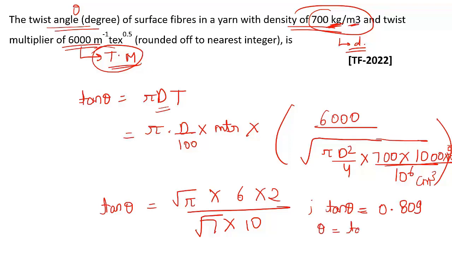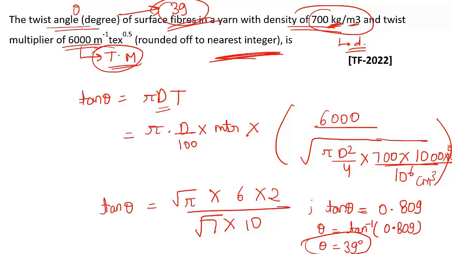Theta will come out to be tan inverse of 0.809. If you find the tan inverse of 0.809 using the calculator that is given in the GATE examination, it will come out to be around 39 degrees. The twist angle would be 39 to the nearest integer. Keep the units very carefully, rounded off to nearest integer, one digit decimal, or two digit decimal; all these things need special care.